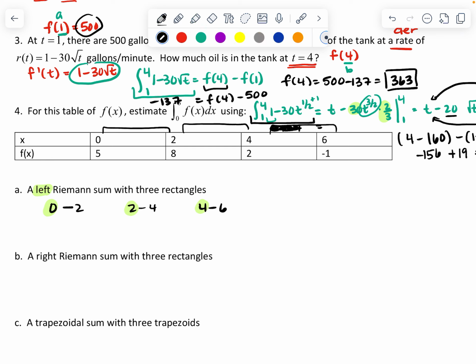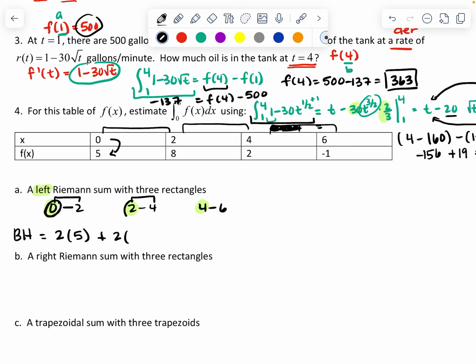And then you guys, Riemann sums are just literally base times height. So what are we going to get here? The base is the distance from 0 to 2, which is 2. And the height is not this highlighted number. It's the value at that highlighted number. So at x equals 0, f of x equals 5. Then plus, again, base is the distance from 2 to 4, which is 2.